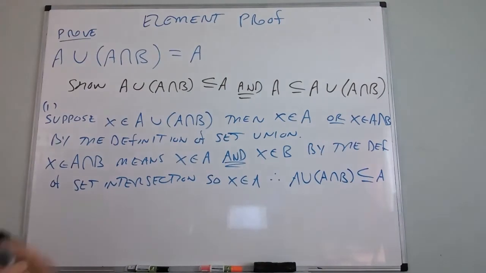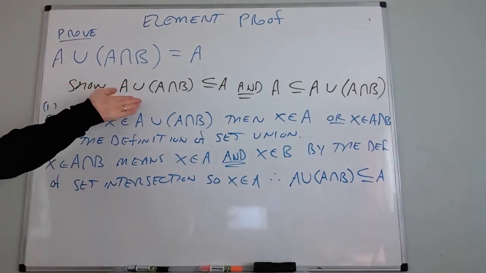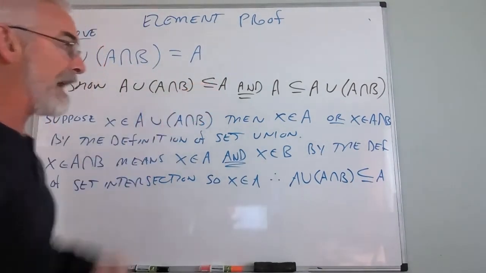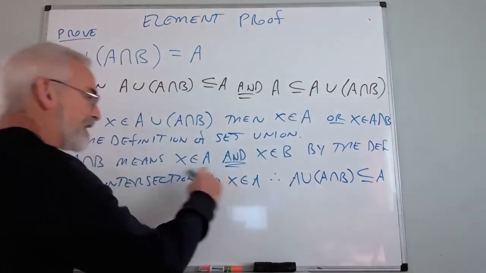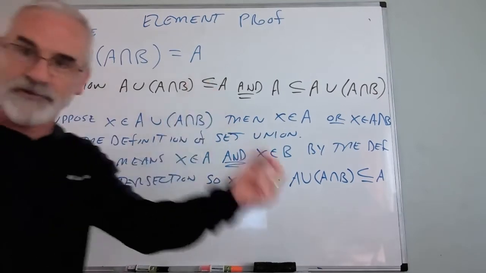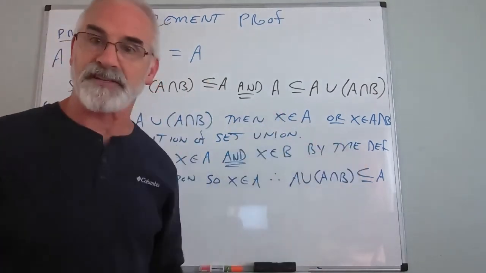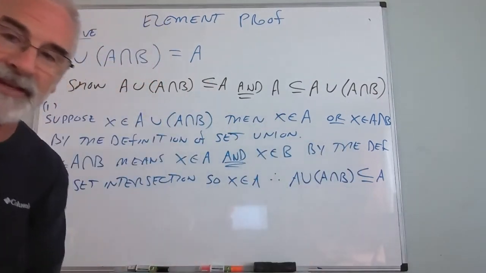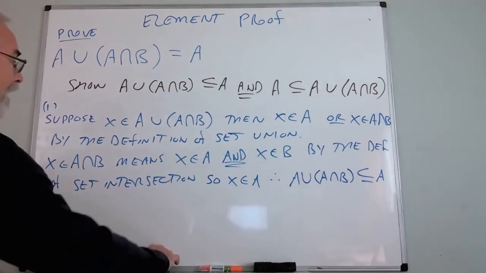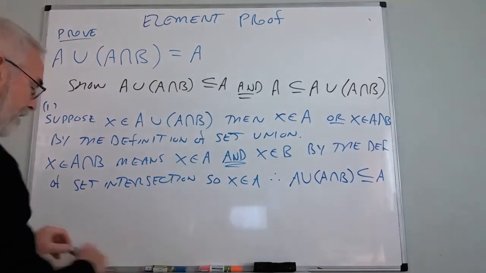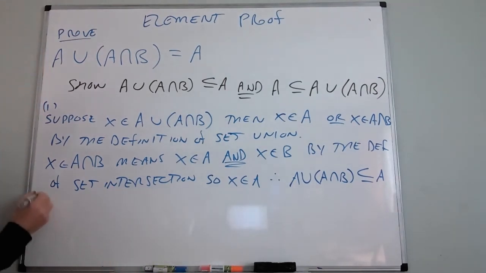I just showed that X being in the left side guaranteed that X was in the right side. How? Because it was X is in A or X is in A and B. So everywhere I look at it, X is in A. That wasn't complicated. That's not the point. We're done with the first half. Now the second half, I'm going to do the same problem, but now in reverse.